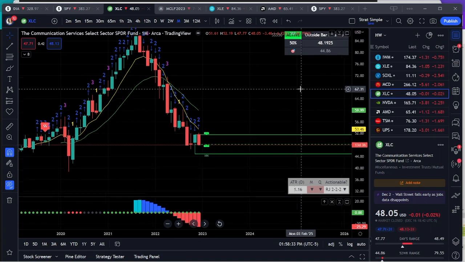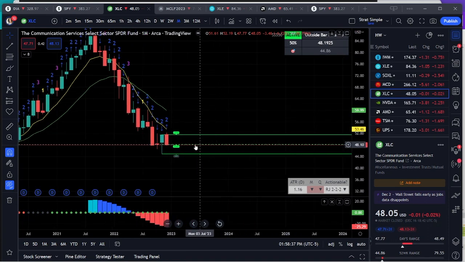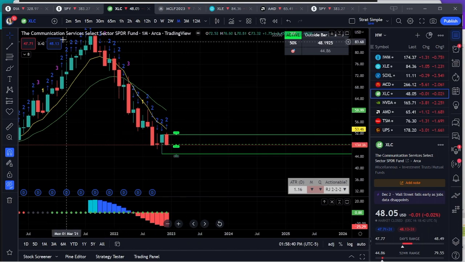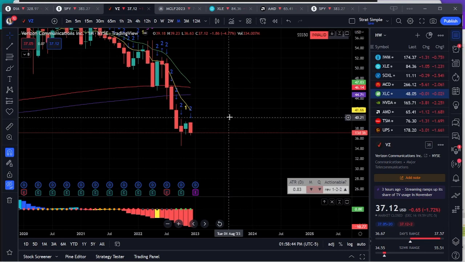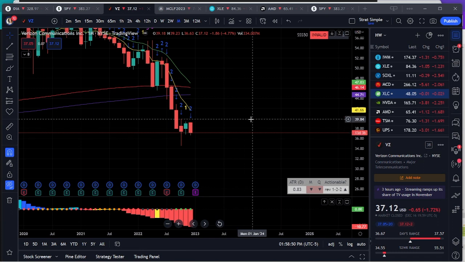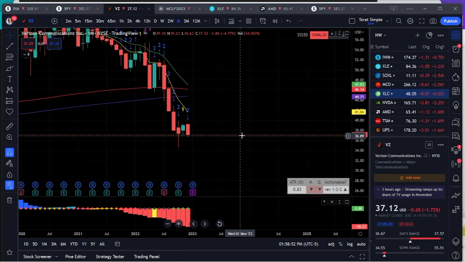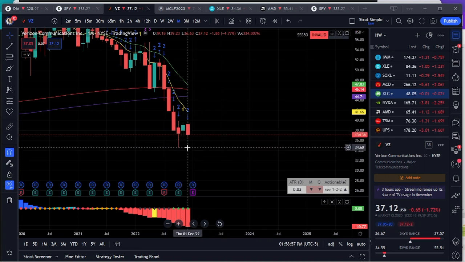And then also XLC is another one, the communication sector, that has triggered the monthly to the downside. I noticed also that Verizon was about to trigger. So watch communications. Verizon is a pretty slow mover, but if you wanted to swing something, this is a good one to swing with a couple weeks out, maybe down to this 3460 target.